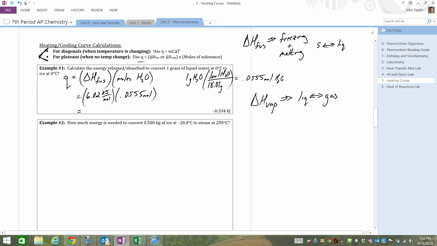Okay, sure. In this case, we're going from a liquid to a solid, so from liquid to ice, is heat being gained or lost there? Being lost. Yeah, very good. So that's why we're going to have a negative sign here. I got 0.0555 times 0.334. Okay, I didn't get that. That's kilojoules. Moles cancel, it's just kilojoules.